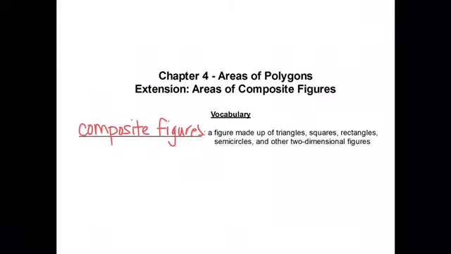The thing about composite figures is that everyone can see them differently. So I might see a square plus a triangle, and someone else might see a parallelogram and a triangle, or a trapezoid and a square. And it is really just based on what you see and how you cut up the shape. So a lot of them have multiple different ways they can be solved.